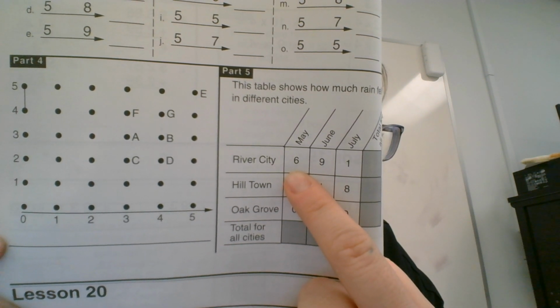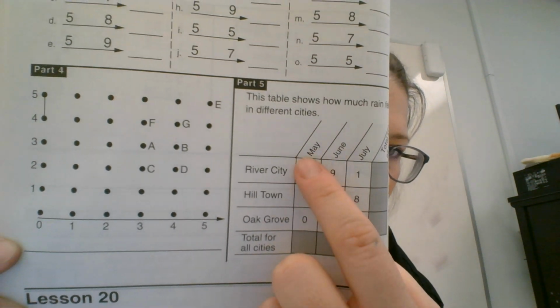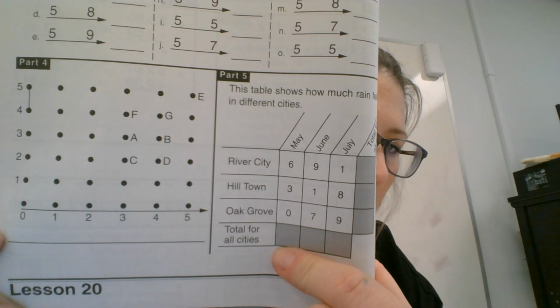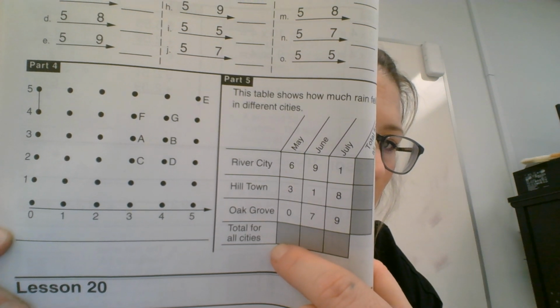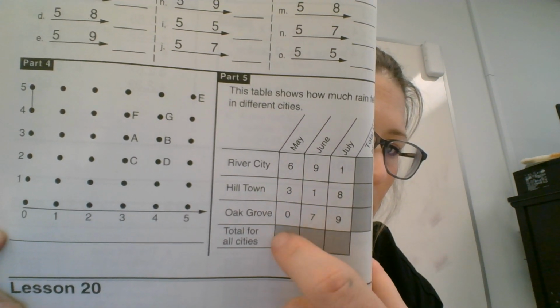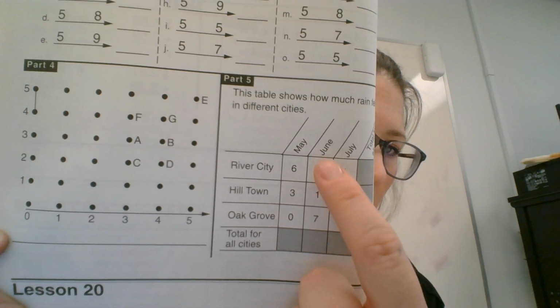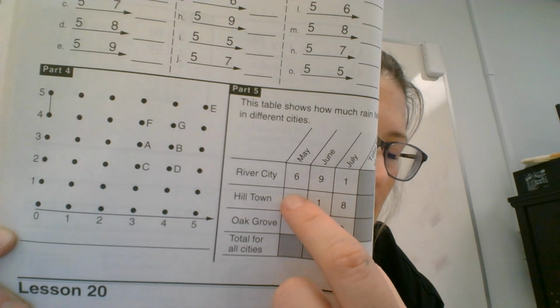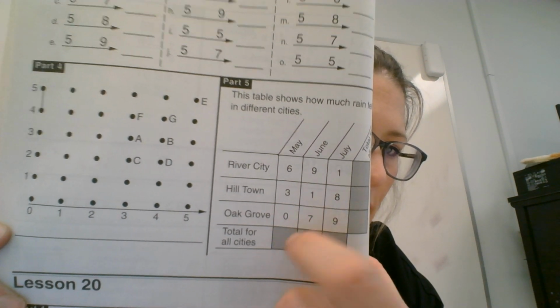How much rain fell in River City during May? Here's May. Here's River City. You have to add those up to find the total number for River City in May. So 6 plus 3 plus 0 equals blank. You can go through and complete the table. Add plus add plus add equals your answer.